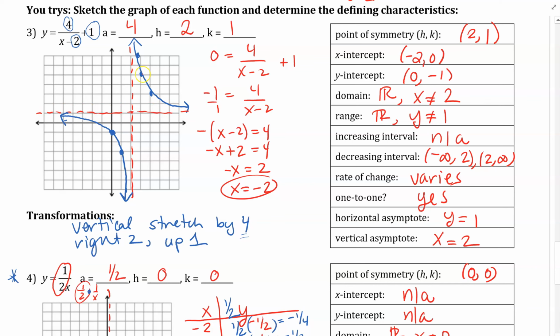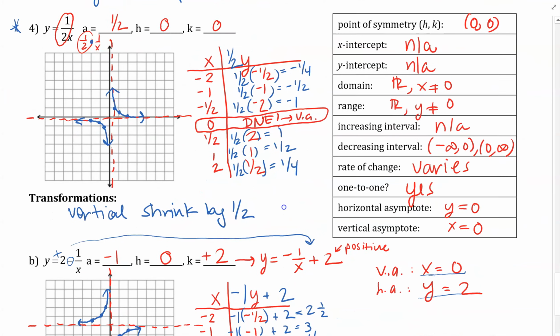This graph is similar to the parent graph. It's got a boomerang on the top right and then one on the bottom left. So it's decreasing for both intervals. So it's from negative infinity to 2 where the graph breaks, and then again from 2 to infinity, and it's never increasing. The rate of change varies because it's curvy, and it is one-to-one because it passes the horizontal line test.